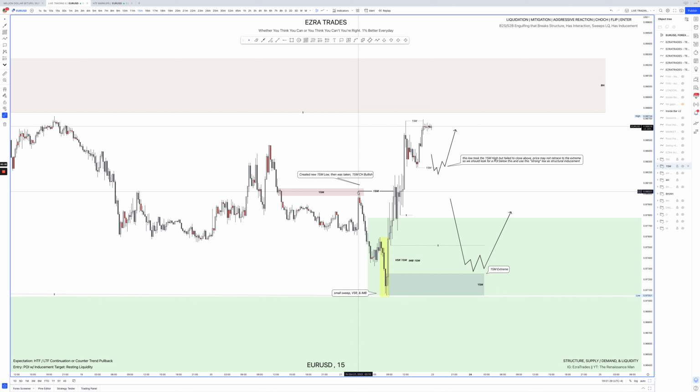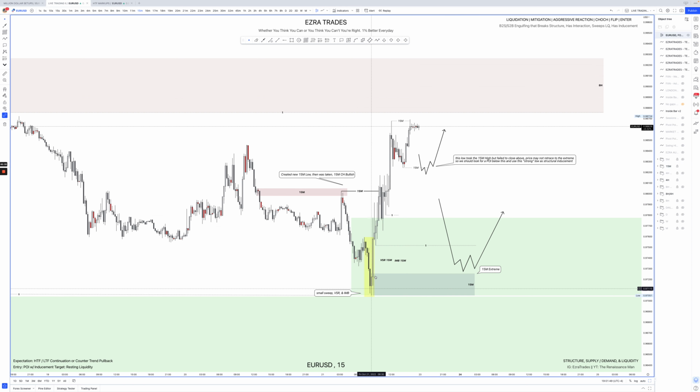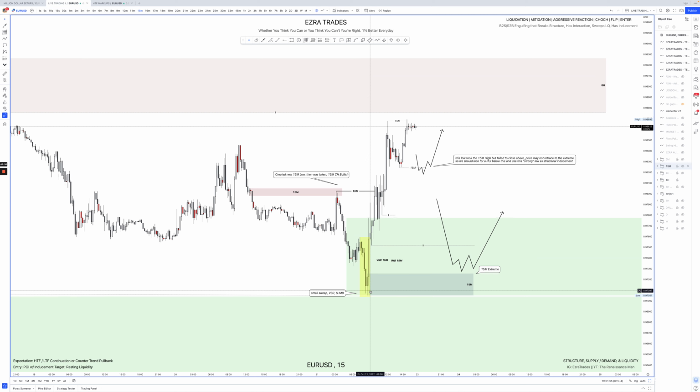So this is considered strong. When this gives that reaction that took out this 15-minute strong high that broke the low, that tells me that order flow is now shifting bullish because this is the current push up. And at the same time, that tells me that this low is strong and order flow could continue bullish.